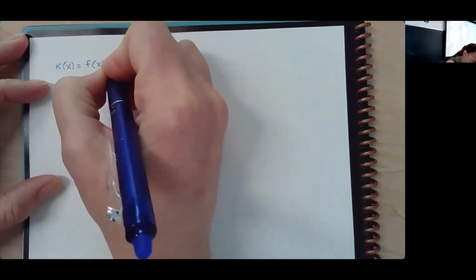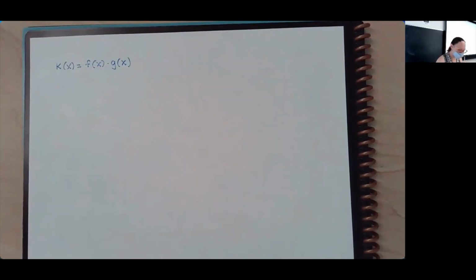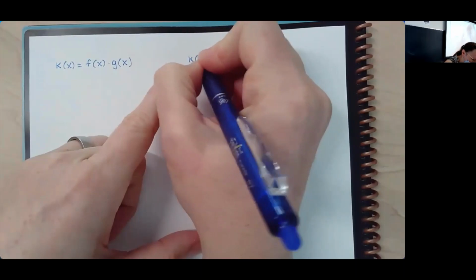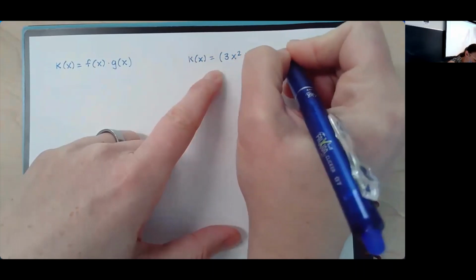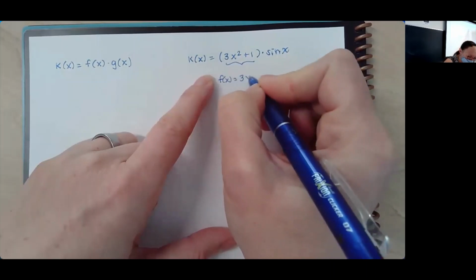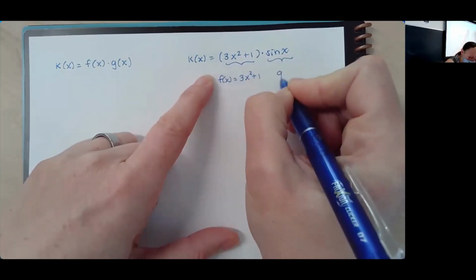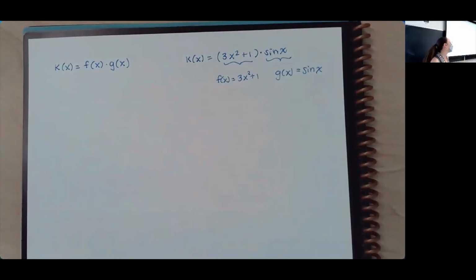of x, that's really one function f of x times another function g of x. And just as a quick example of what that might look like, maybe my k of x was like 3x squared plus 1 times sine of x. So in this example, f of x would be the 3x squared plus 1, and g of x would equal sine of x. And you might optimistically think that when we take the derivative, we just have to take each derivative separately and multiply them together.